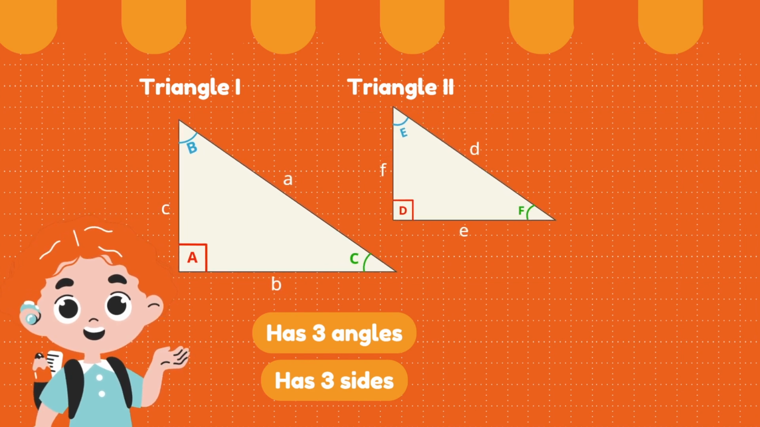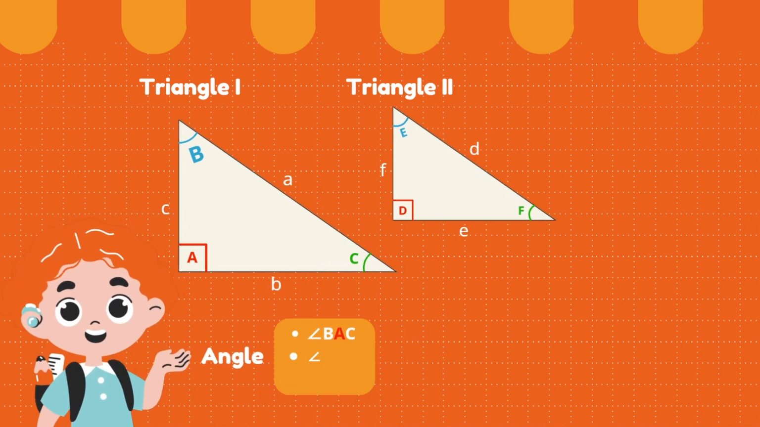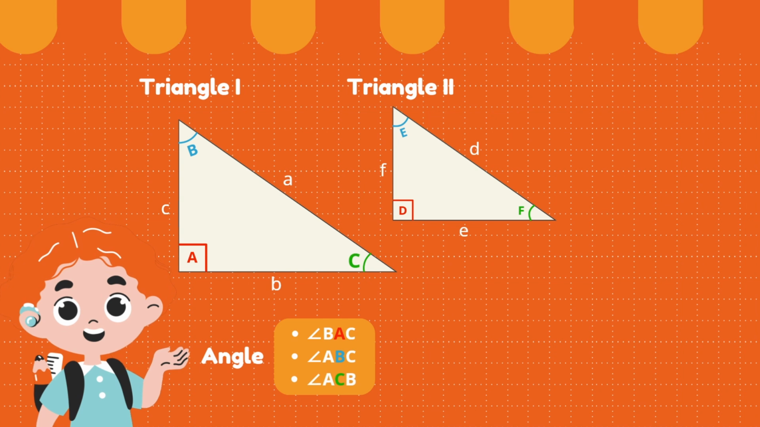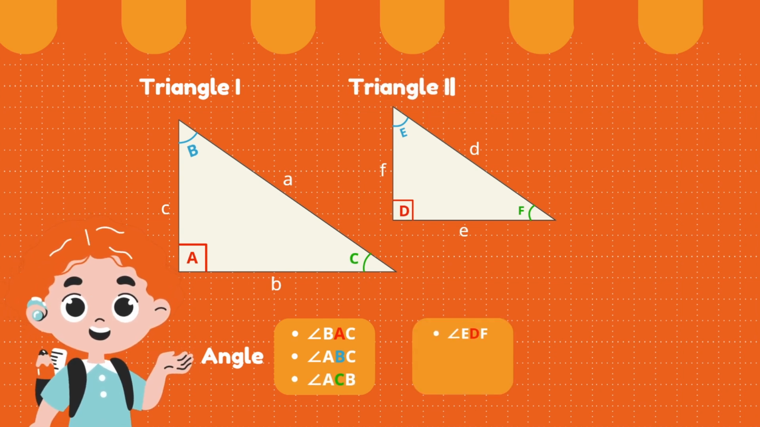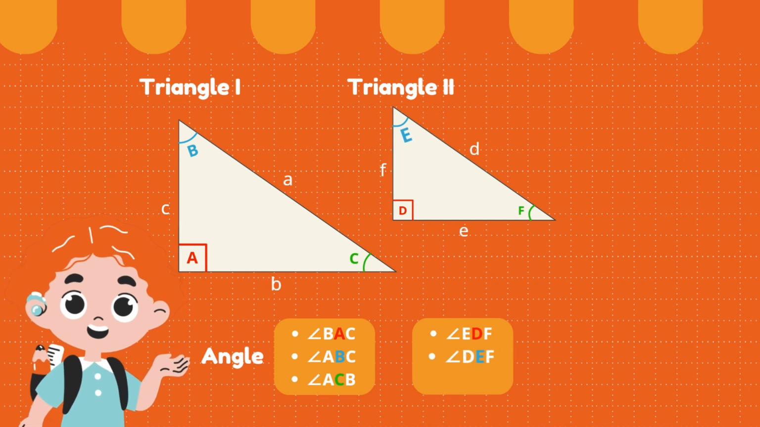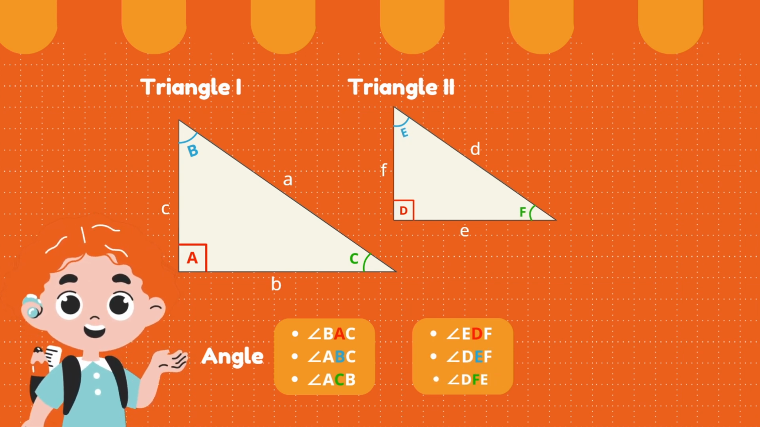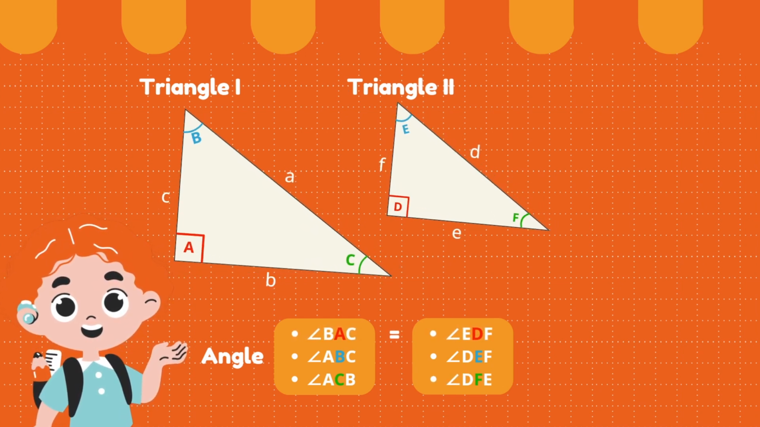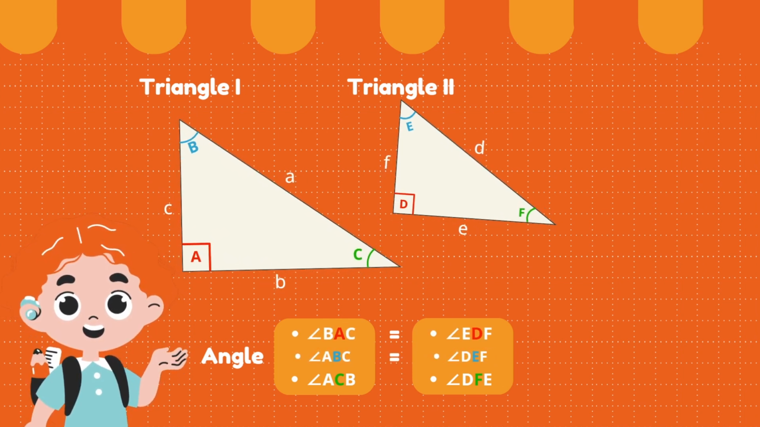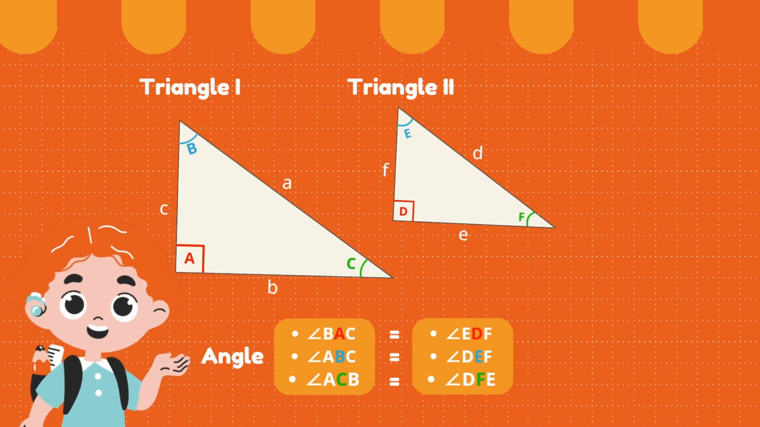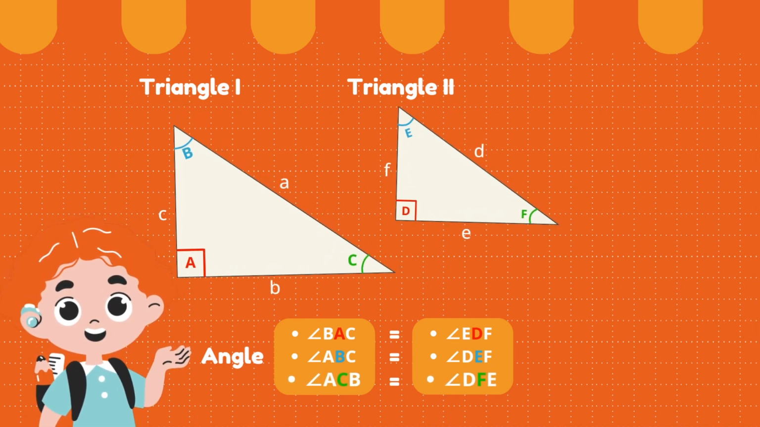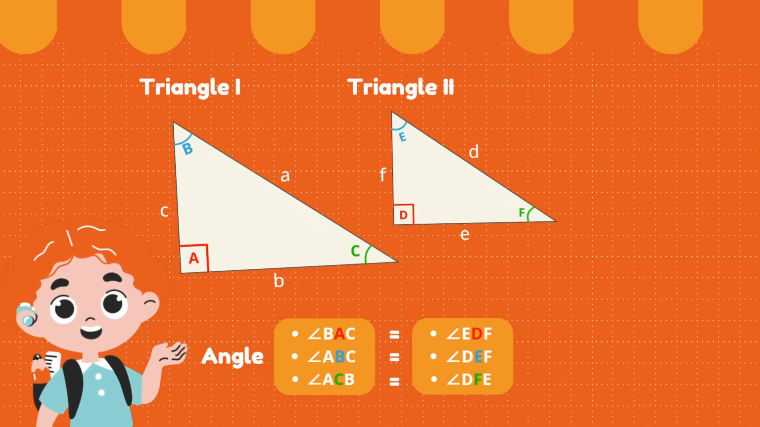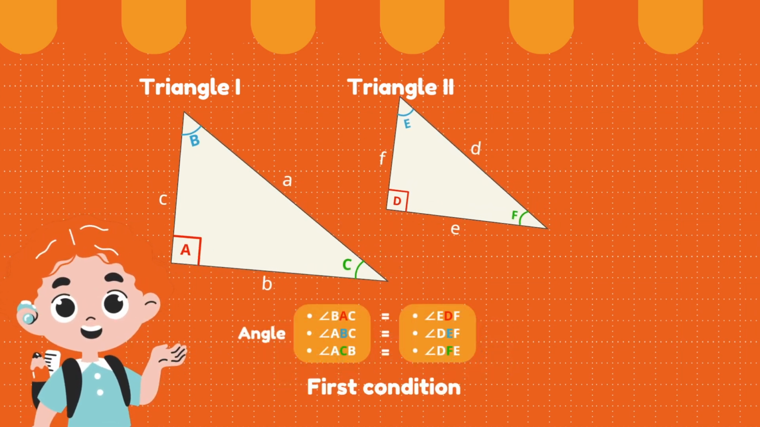In the first triangle, the angles are angle BAC, angle ABC, and angle ACB. In the second triangle, the corresponding angles are angle EDF, angle DEF, and angle DFE. So this means that angle BAC must be equal to angle EDF, angle ABC must be equal to angle DEF, and angle ACB must be equal to angle DFE. And if all corresponding angles are equal, then the first condition for similarity has been satisfied.